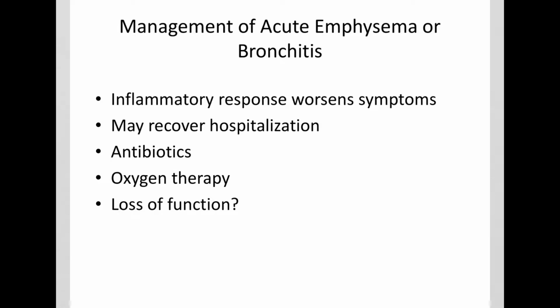Management of COPD, emphysema, or bronchitis, typically in the acute stages, is about decreasing inflammation, getting antibiotics on board, oxygen therapy, allowing the person to recover. A big issue for us is the loss of function. Because they typically end up in bed for days on end, there's a loss of aerobic capacity and muscle strength, impacting activity and participation, and making a big difference in people's lives. And this is really where we come in as physical therapists to help.